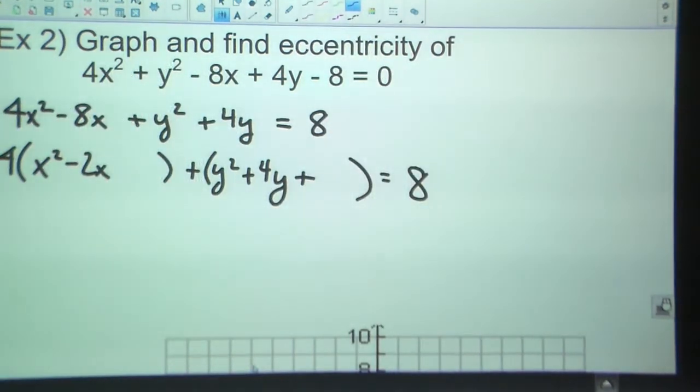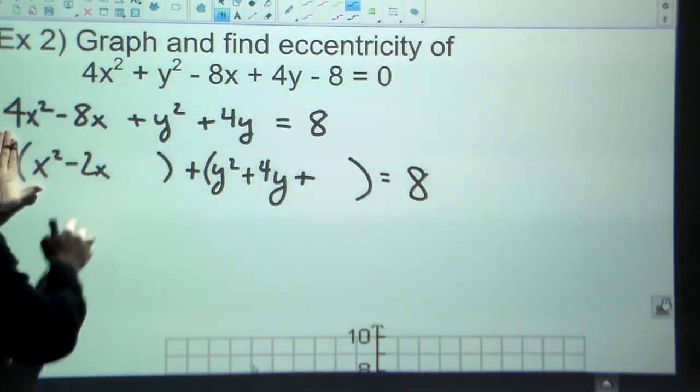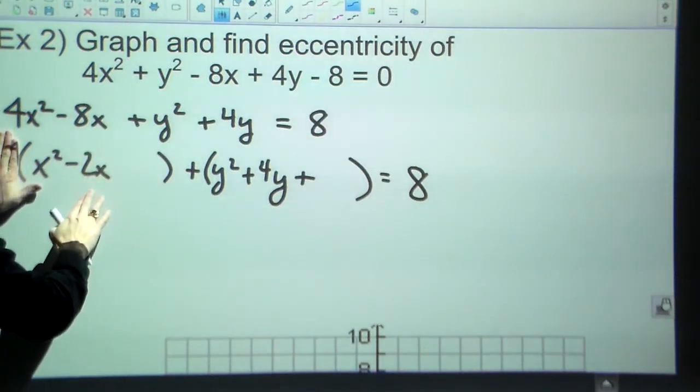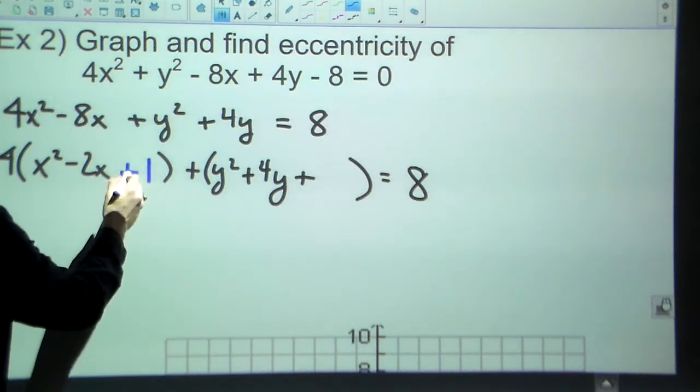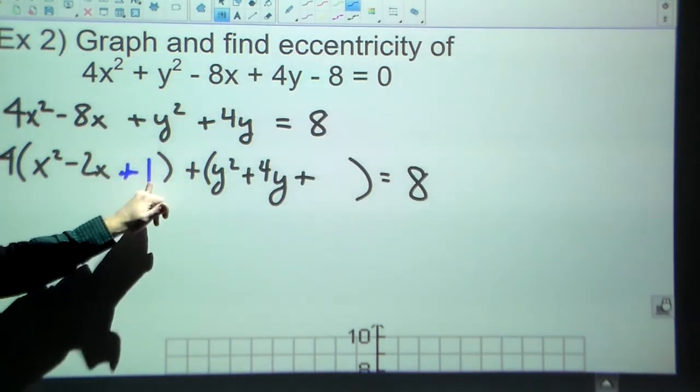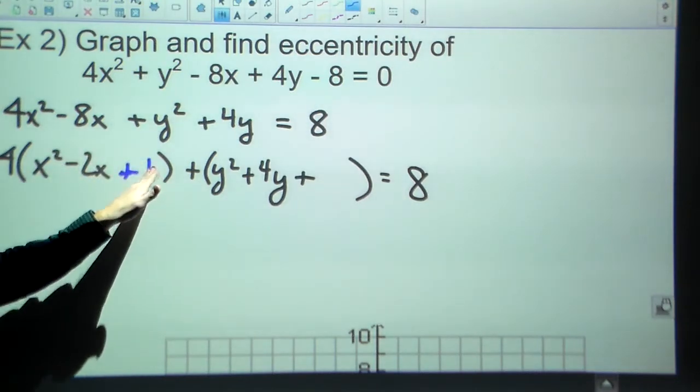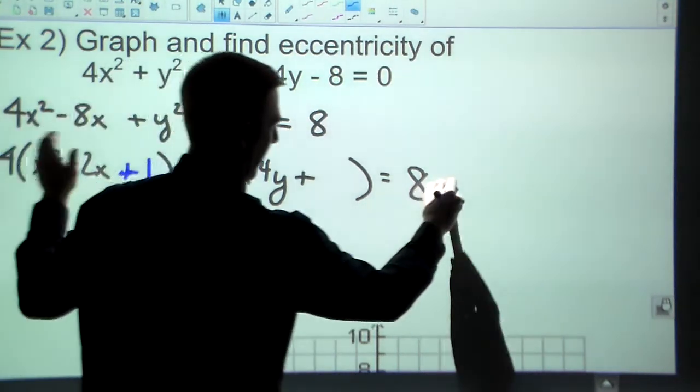And I'll try to color code this. So ignore the 4 for this completing the square part. Take half of this term, which is 1, square it, so plus 1. Now, I created a 1 here, but really I created a 4 on this side of the equation, so I've got to add 4 over here.